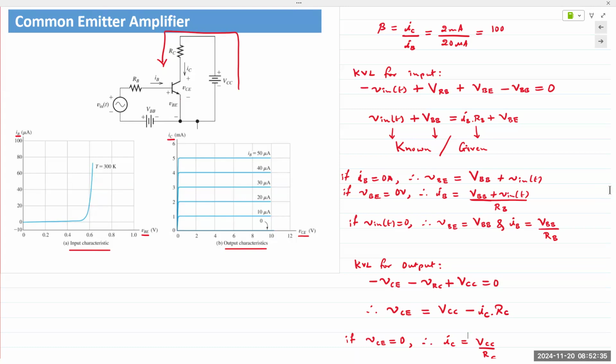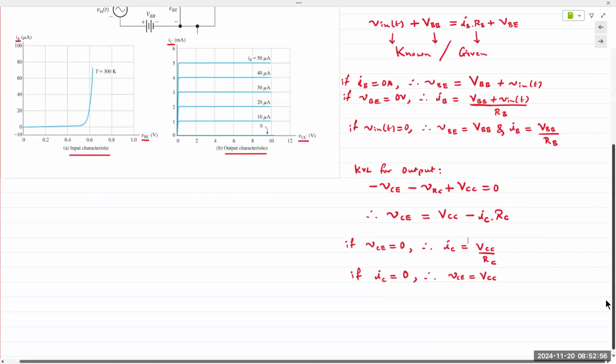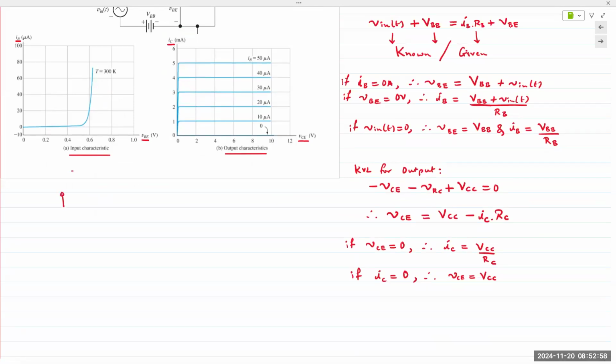So our range depends on beta times IB times RB, yes and no. Let me explain. The question being asked is about how RB affects our output. RC affects it, but how does RB? Let's say this is our input side. This is the voltage divider bias, so R1, R2, and this is VBB.